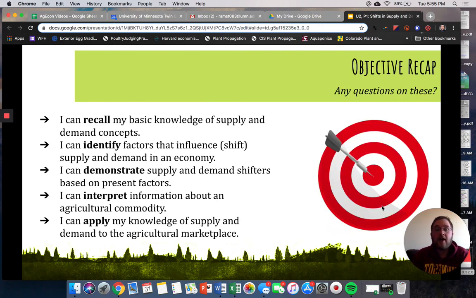So I hope that this presentation helped share a little bit about supply and demand, why it's so important and why it changes so much, because shift really does happen. It's important for us to be proactive and understand why those shifts happen. So today you were able to recall your basic knowledge of supply and demand, identify factors that influence or shift supply and demand in the economy, demonstrate supply and demand shifters based on present factors, interpret information about a commodity, and apply your knowledge of supply and demand to the agricultural marketplace.